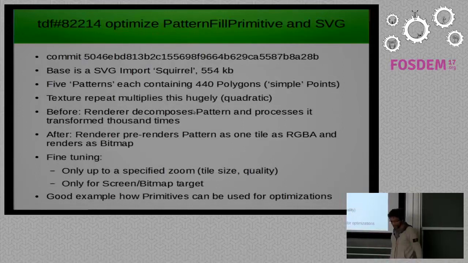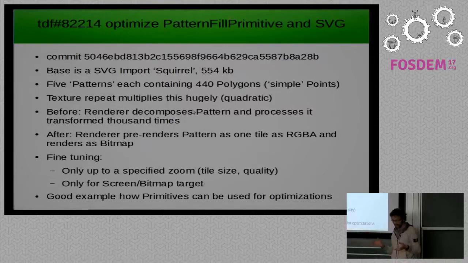Before the renderer decomposes the pattern and processes it, it is transformed 1,000 times. So there is actually some reuse when the pattern is prepared as a primitive. It is not copied or something, it's just a reference, because a primitive is a new API object. So that is not even the problem. But the problem is that all of these polygons get transformed to the system-dependent form and have to be rendered, each for its own.